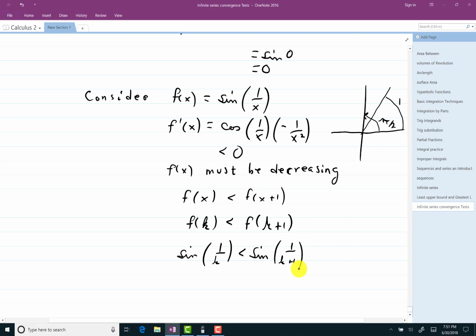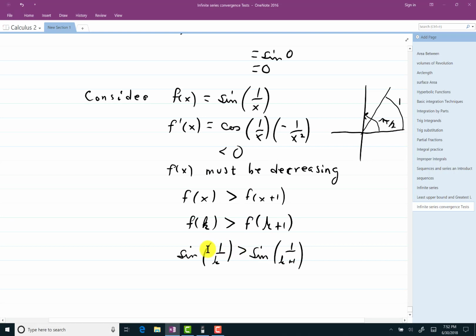And this makes sense, as these values inside of here get smaller, the sine values, I was copying that. Decreasing means that the next one must be less. Well, at least I caught myself. Unfortunately, I'm not sure where I'm going to edit it out at.